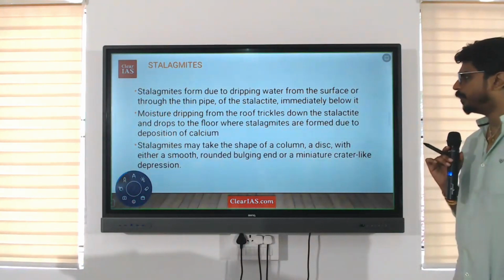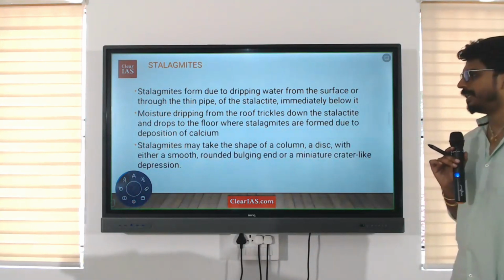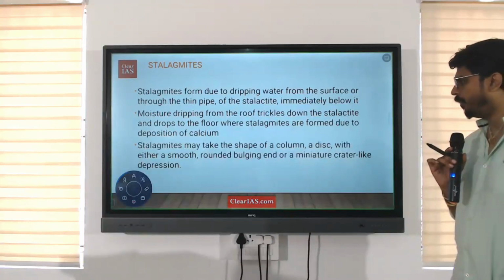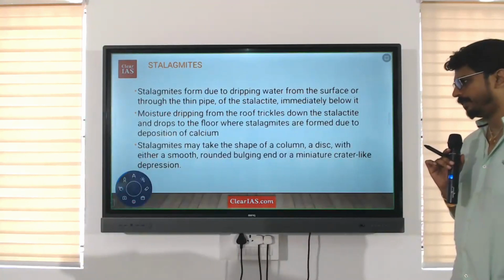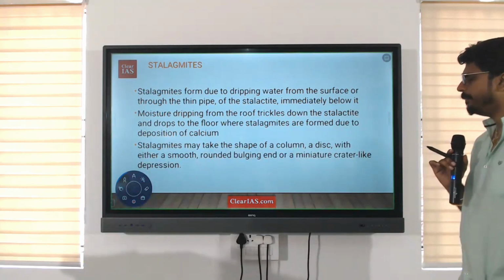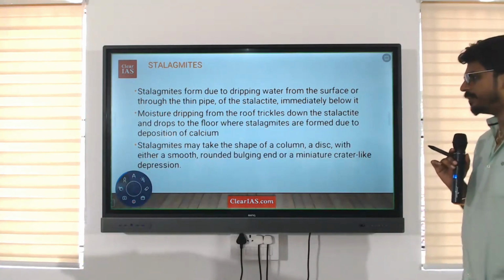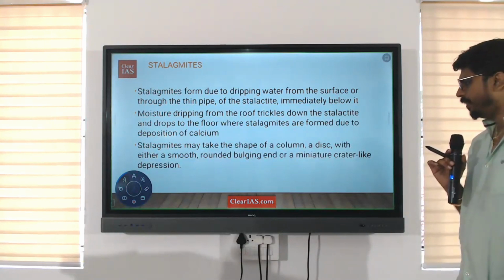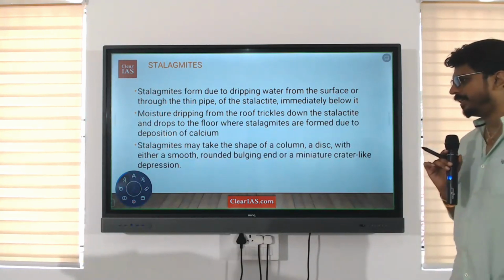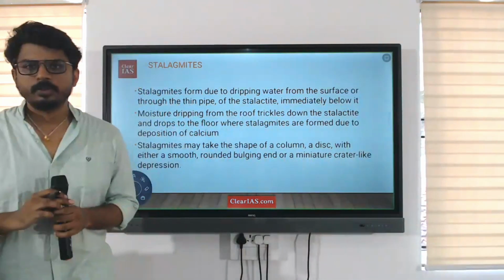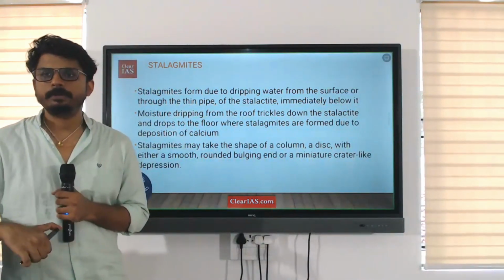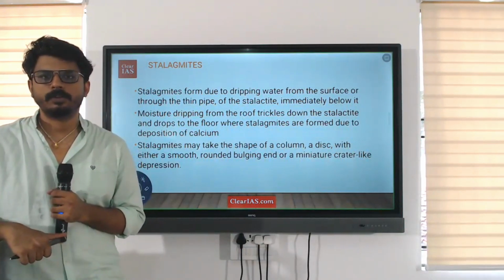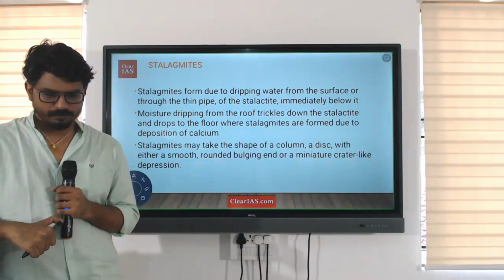Moisture dripping from the roof trickles down the stalactites and drops to the floor, where stalagmites are formed due to the deposition of calcium. They might take the shape of a column, a disc with either a smooth, rounded, bulging end or a miniature crater-like depression. So you might get this question also. Which one would be fatter? Stalactites are usually fatter than stalagmites. True or false? False.